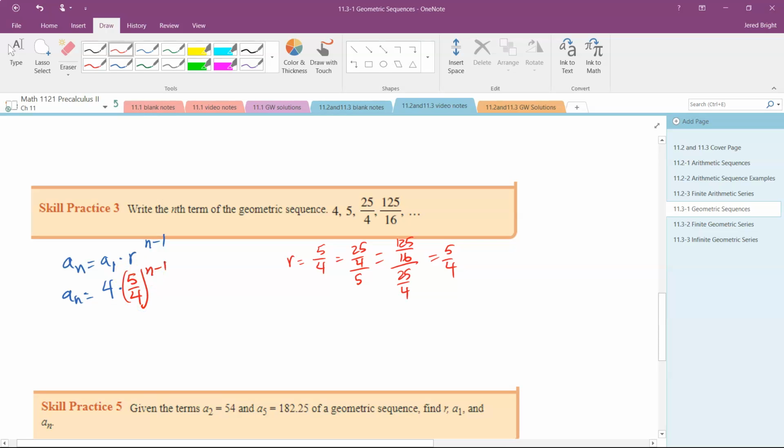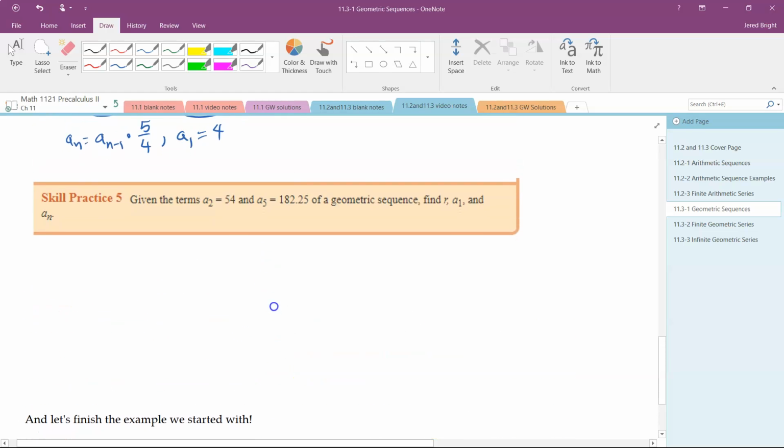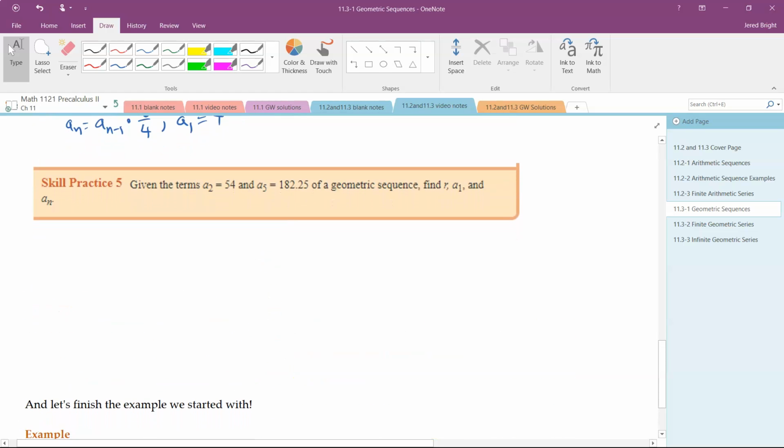Recursively, I should have a_n is a sub n minus 1 times my common ratio, which is 5/4, and I should also specify the starting value as 4. So either one, I think they may have meant the first form more so than the recursive form, but nevertheless it doesn't hurt to do both forms.